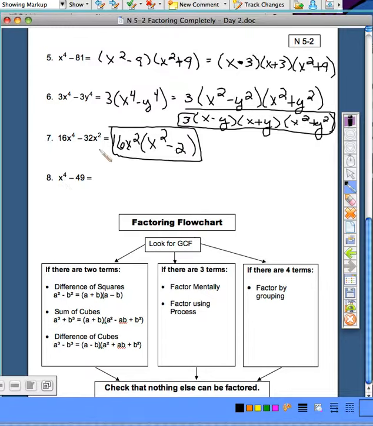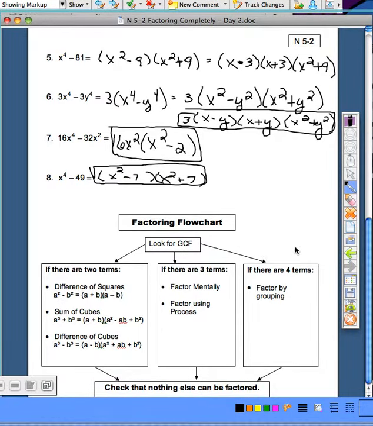X to the 4th minus 49. Again, we can see a difference of squares pretty quickly. X squared minus 7, excuse me, x squared plus 7. The only one I could possibly have is a difference of squares here, but I can't take the square root of 7. So I'm finished at this step.